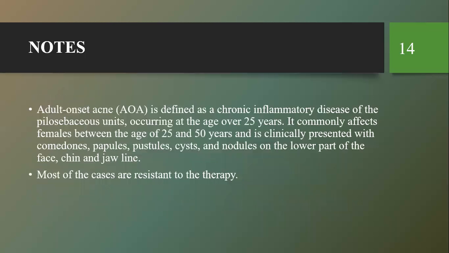Now let's discuss some important points about adult onset acne. Adult onset acne is defined as the chronic inflammatory disease of the pilosebaceous units occurring at the age over 25 years. It commonly affects females between the age of 25 and 50 years and is clinically presented with comedones, papules, pustules, cysts and nodules on the lower part of the face, chin and jawline. Most of the cases are resistant to the therapy, as we have seen in the case study.